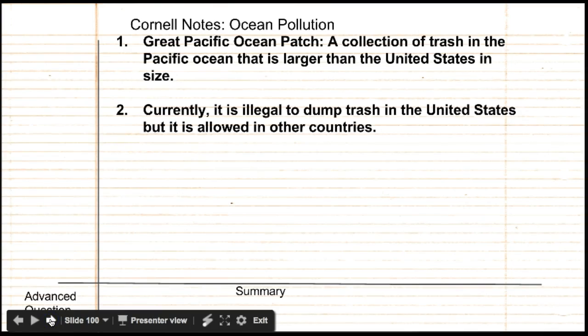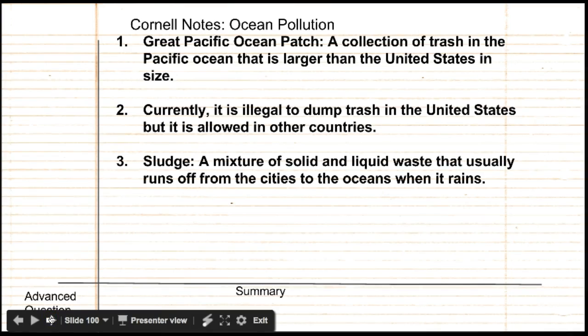Like I mentioned when I was showing you pictures, currently it's illegal to dump trash in the ocean in the United States. Can you add that part? But it is allowed in other countries. Other countries have different rules, like I said. All right, come up with a question for number two. Okay, let's move on to number three.